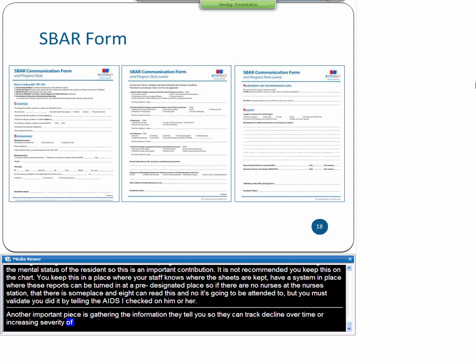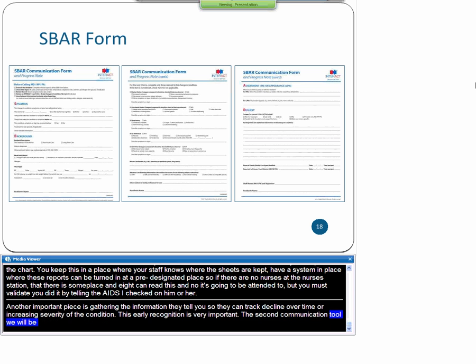Continuing with the second communication tool that we will be talking about, the SBAR. The SBAR was not a health form in its inception. It was originally intended for the Navy to communicate a serious event.